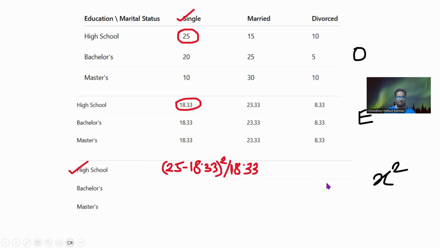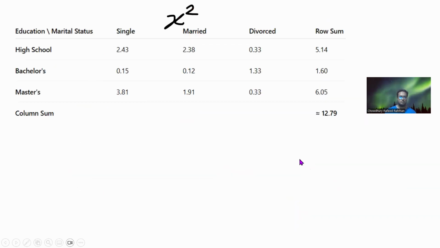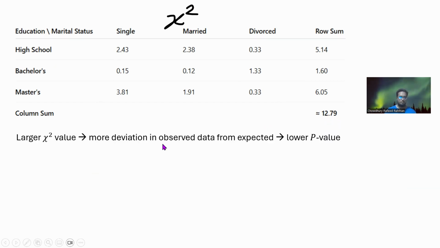Let me show you one more time. So if we want to do this for masters and divorced, we can get 10 and 8.33, subtract them, whole square, and divide by expected value. So if we keep on doing this, we get this whole chi-square table. And in order to get the chi-square value, we have to sum all of these things together, which is going to give us 12.79.